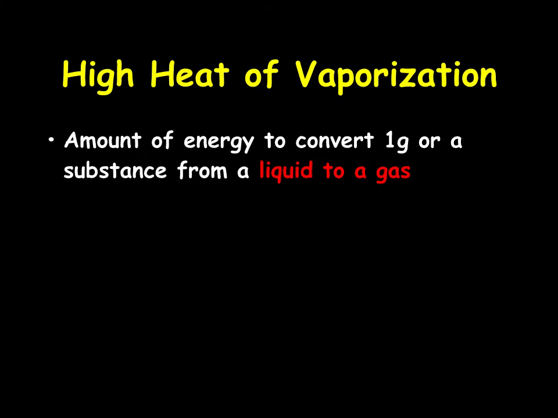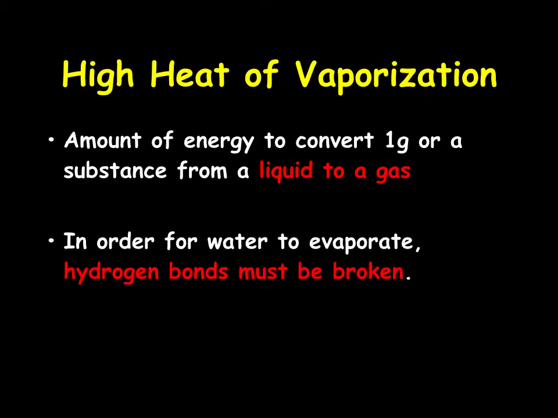Another property of water is water's high heat of vaporization. This is largely tied to the one that we just talked about with specific heat. The heat of vaporization is how much energy is needed to convert 1 gram of a substance from liquid to gas. If we're talking about water, in order for water to evaporate, or in order for water to be converted from liquid form to gas form, those hydrogen bonds that we discussed earlier need to be broken. So that takes a lot of energy. It takes a lot of energy to break those hydrogen bonds.